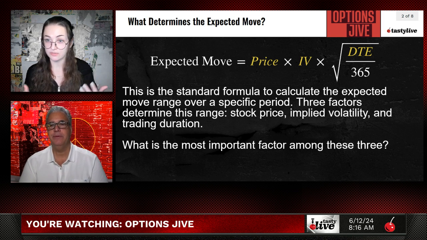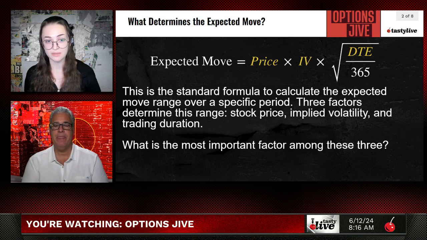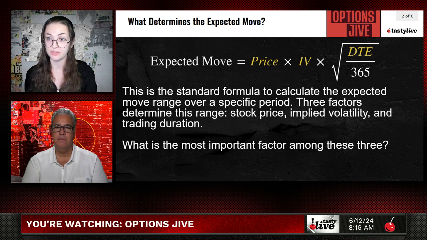This is one of those back of the envelope calculations. Expected move is just the price times the IV times the square root of DTE over 365. And it's a pretty standard formula to calculate the expected range over a specific period. And obviously those three variables are ultimately going to determine what that expected move looks like.